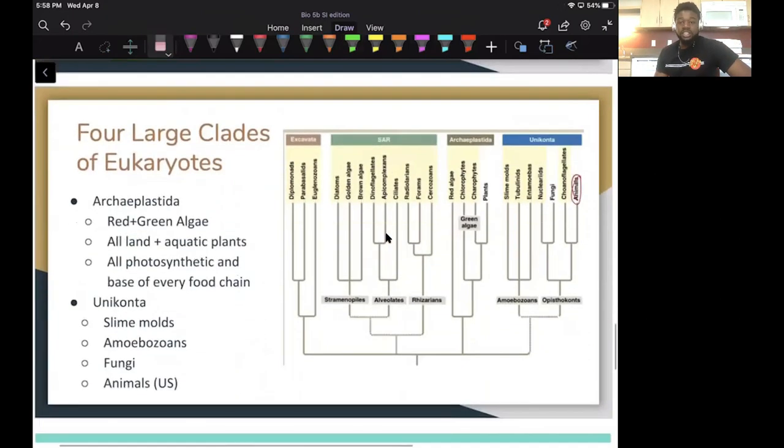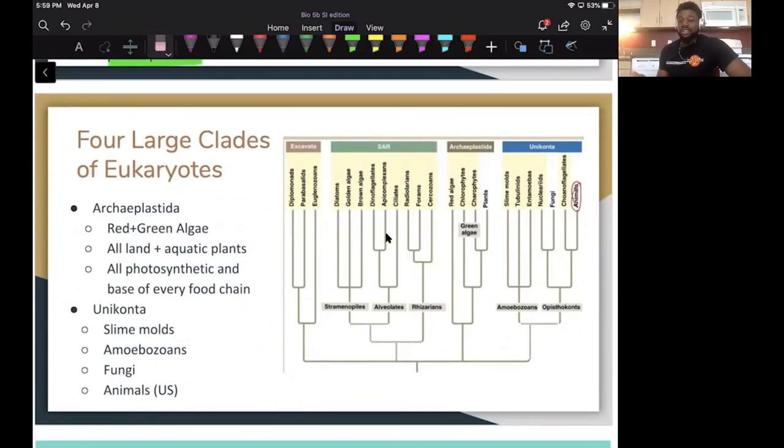The last two clades we're going to go over are the Archaeplastida and the Unikonta. With Archaeplastida, basically you've got all the plants, all land and aquatic plants. All of these are photosynthetic, and it includes red and green algae, but not brown algae. Lastly, we're going to end off with the Unikonta, which has slime molds, amoebas, fungi. But lastly, and most importantly to me, us.